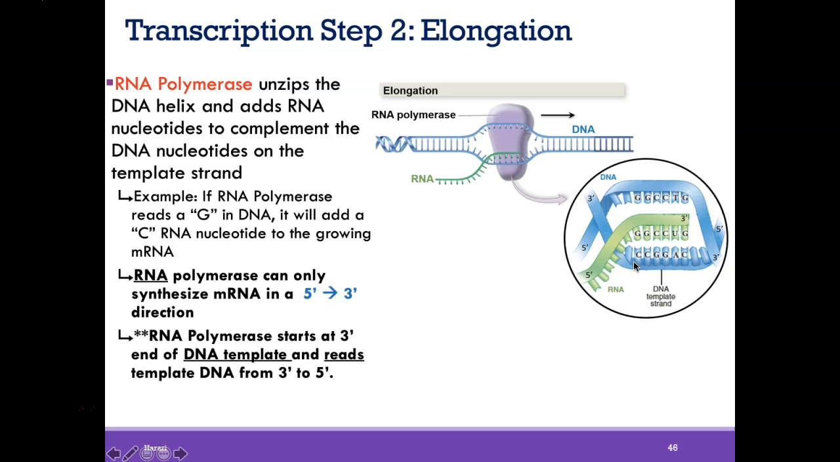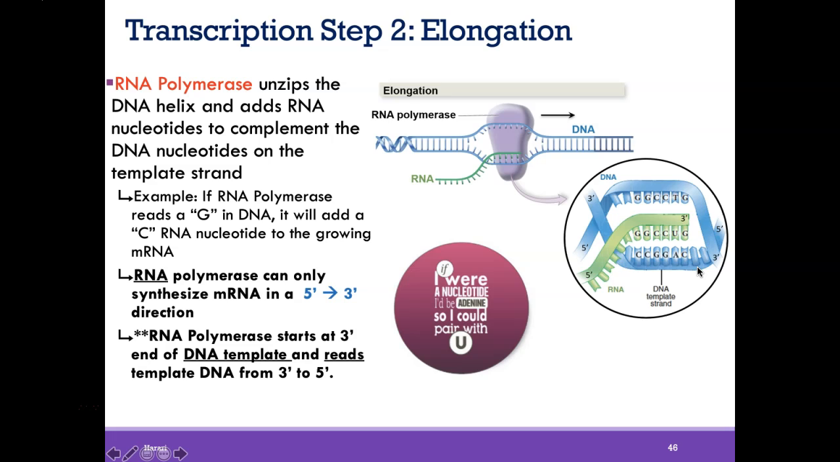RNA polymerase starts towards the 3' end, so it started reading over here, and it's going to make new RNA from 5' to 3'. So RNA polymerase started reading the gene closer to this end, which is the 3' end, started reading C, and then put G. Then C with G, G with C, and so on. And again, remember that with adenine in DNA, it matches up with a uracil in RNA.